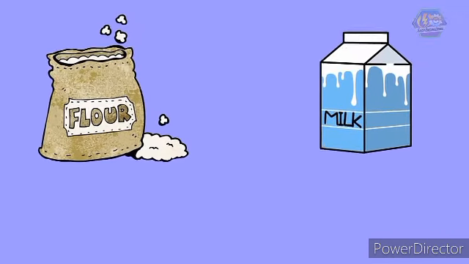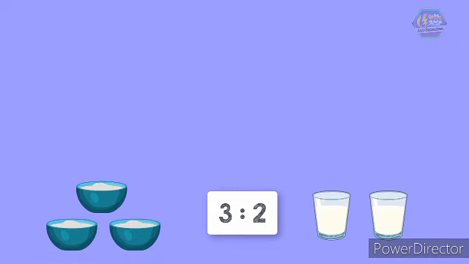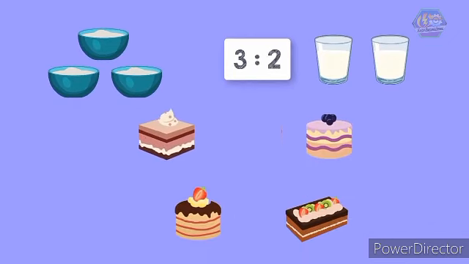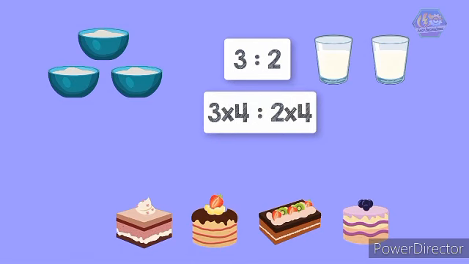The ratio of flour to milk is 3:2. But how about we make a lot of cake? What will be the ratio of flour and milk? In order to make a lot of cakes, we might need 4 times the quantity. So we need to multiply the numbers by 4.